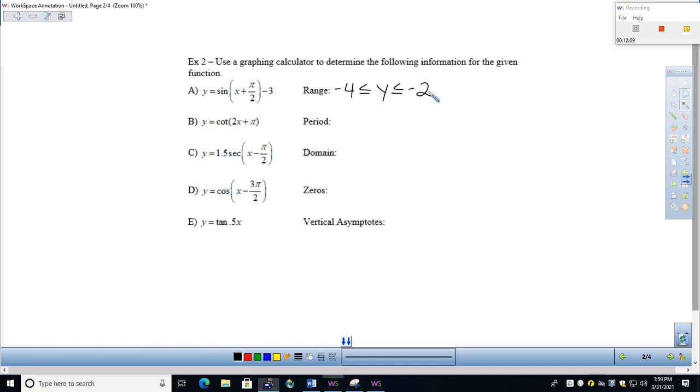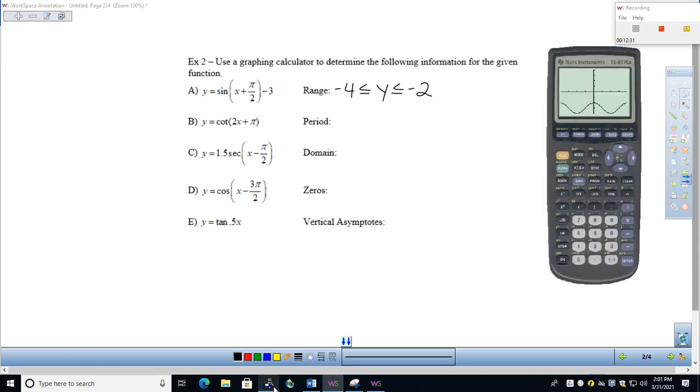Okay, so range, just make sure you think vertically. When we hit domain, just make sure you're starting to think horizontally. And we've done that for every family of function that we've looked at this year. All right, next piece. Let's go graph this next one.